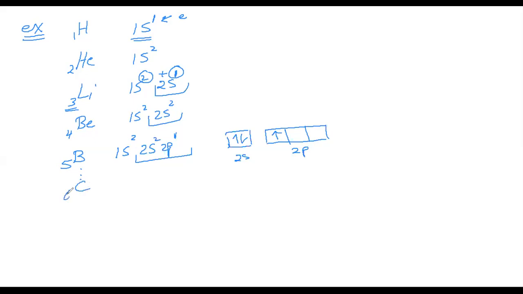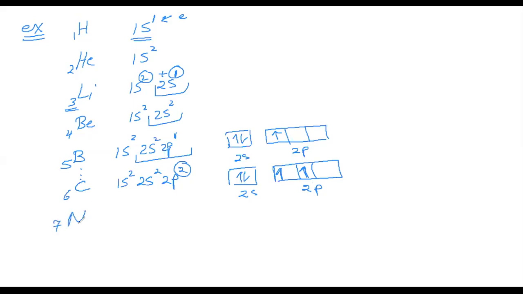Now we come to carbon 6, which is 1s2, 2s2, 2p2. Then according to Hund's rule, this is the 2s subshell, and this is the 2p subshell. And according to Hund, we cannot place these 2 electrons in the same orbital. This would be incorrect. So we have to place the second electron in an empty orbital.